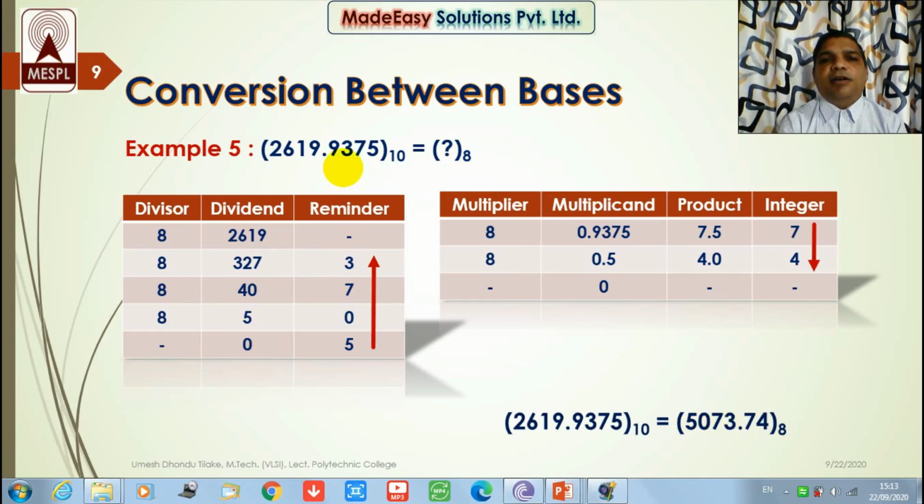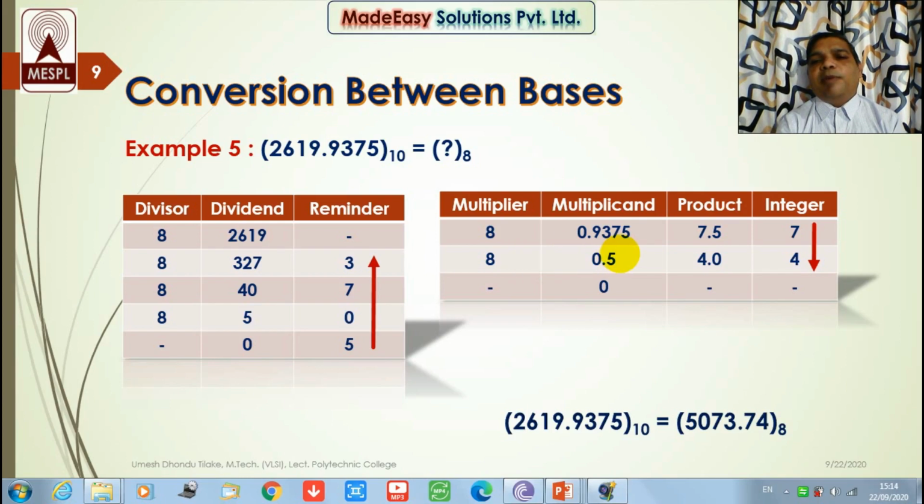Now let's convert the fractional part of the decimal number into an octal number. We multiply this fractional part by the base of the octal number system, that is 8. Eight multiplied by this fractional part gives 7.5 as the product. So we consider the integer part here, 7, and the remaining fractional part we multiply by 8 again.